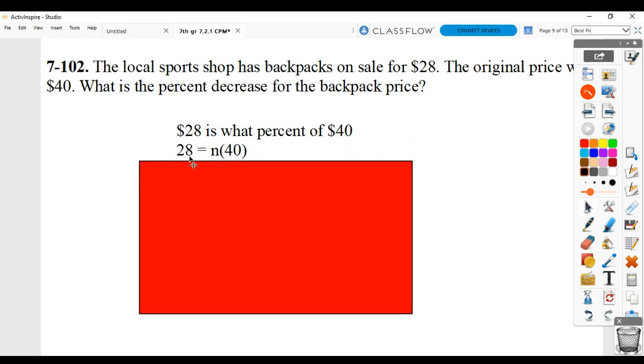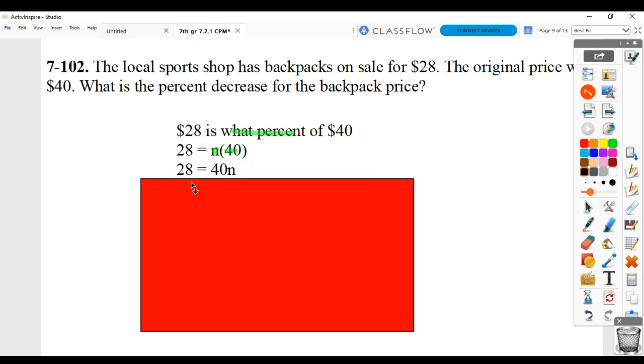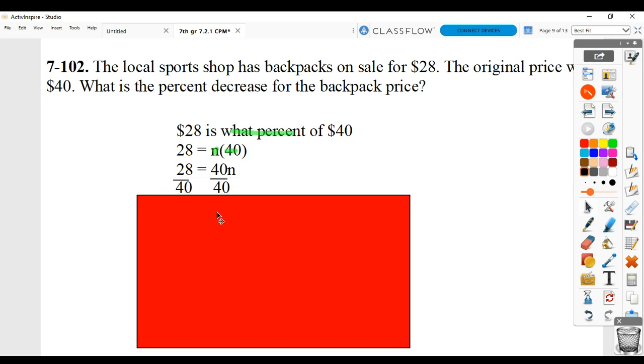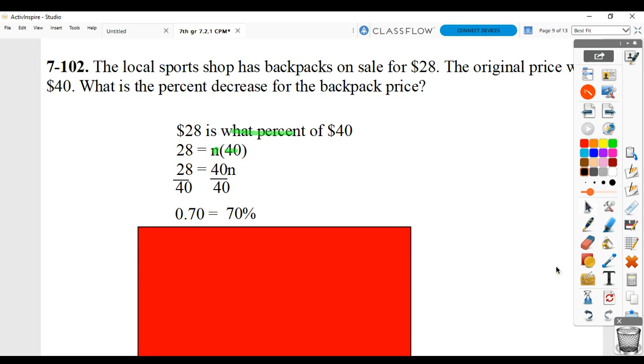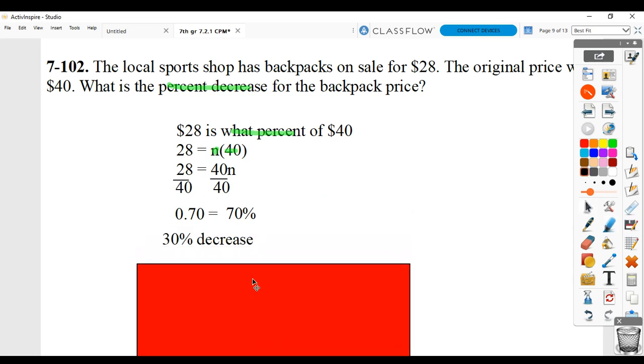All right, well, 28 equals, when we don't know a percent or we don't know a value, we put in our variable. I used n in this case. Of means times the 40. So I rewrote it so that the coefficient was in front of the variable. So 28 equals 40n. And then divide by the 40. You get a decimal, but remember they want to know the percent decrease. So we need to change that decimal to a percent. Okay. So you get then 70%.